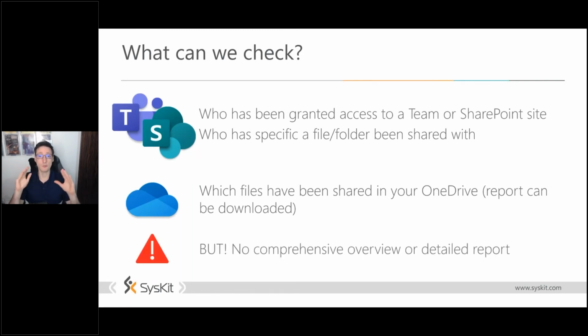There's no comprehensive overview, no detailed report that tells you, okay, Rene has got access to 55 different files through some sharing links. He's been invited to 10 different SharePoint sites. And there's also one other team that he has been added to. That kind of information is not easily available. It's not possible to do that directly anywhere within Microsoft 365. They say, I'm going to run a report against Rene and check what he has access to.